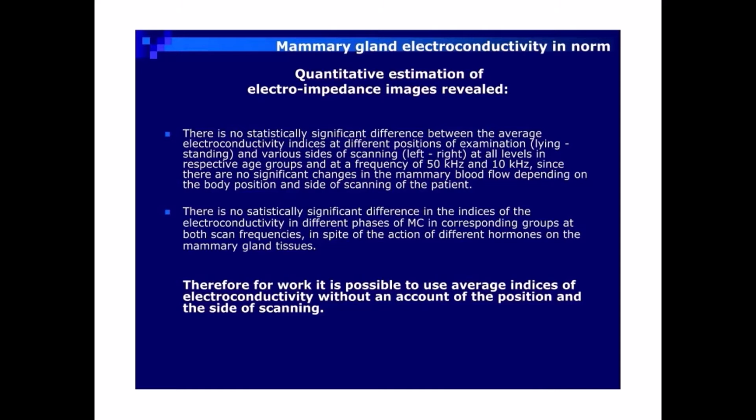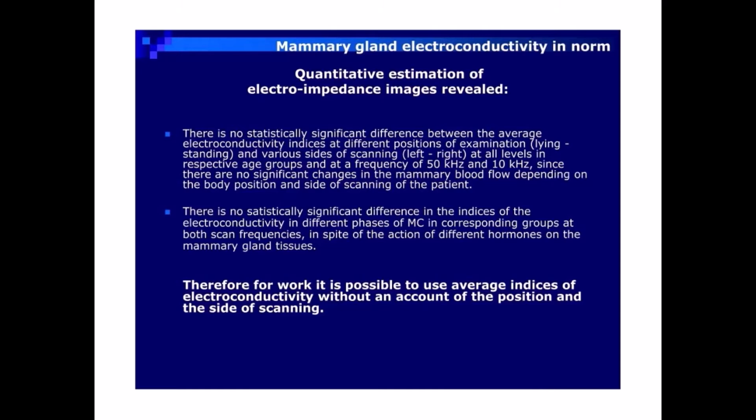Quantitative estimation of electroimpedance images revealed: there is no statistically significant difference between the average electroconductivity indices at different positions of examination, lying, standing, and various sites of scanning, left, right, at all levels in respective age groups and at a frequency of 50 kHz and 10 kHz, since there are no significant changes in the mammary blood flow depending on the body position and site of scanning of the patient.